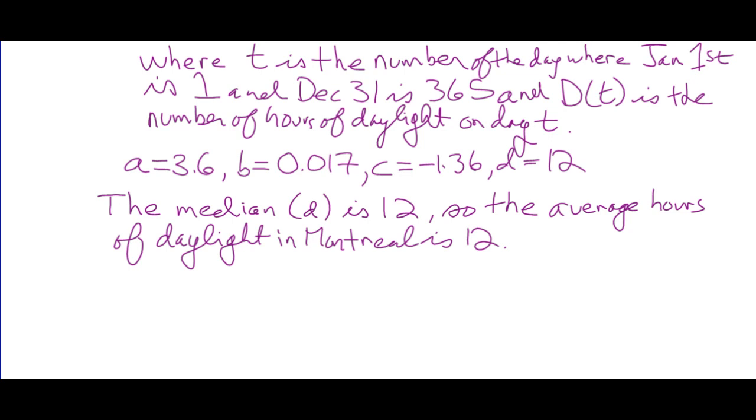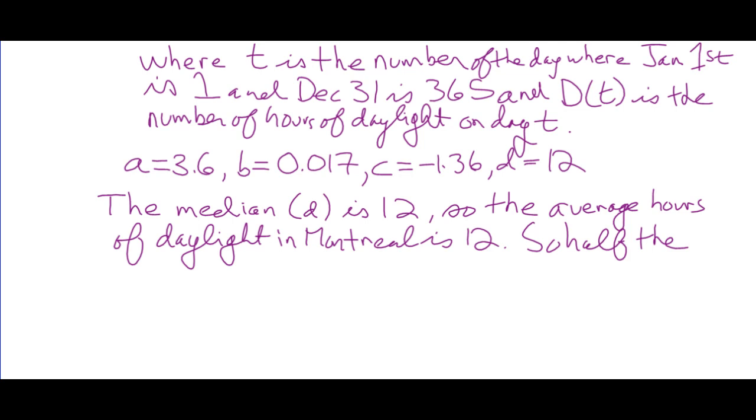So what can we say? We could say half the year there are, well, 12's in the middle. So half the year there are less than 12 hours of daylight, and half the year there is more than 12 hours of daylight, right? 12 is the median. It's the middle number. Okay, so half the year, I mean, the 12 hours of daylight is really only going to occur a few times during the year, right? When we have equal day and equal night.